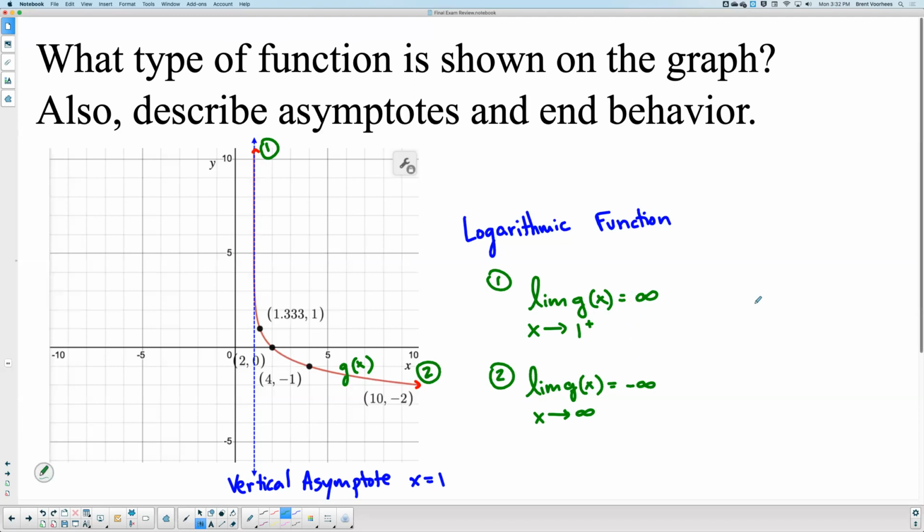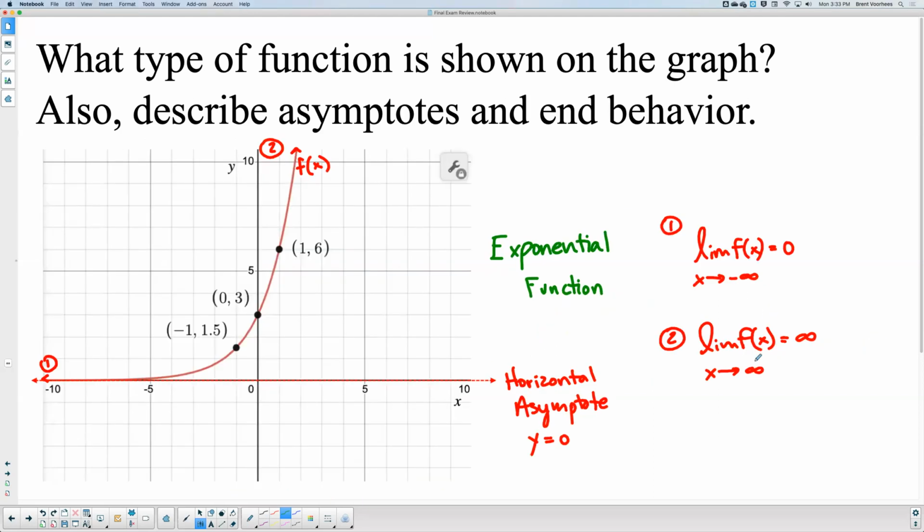Here, one more thing I could add that I didn't ask, if I wanted to state the range here, the range is all reals. The y values, it's from negative infinity to positive infinity. Notice there's no break in this graph from negative infinity to positive infinity, but the domain is not all reals. The domain would be from 1 to infinity. Whereas in an exponential, notice it'll be different. The domain will always be all reals, because you go from negative infinity to positive infinity.